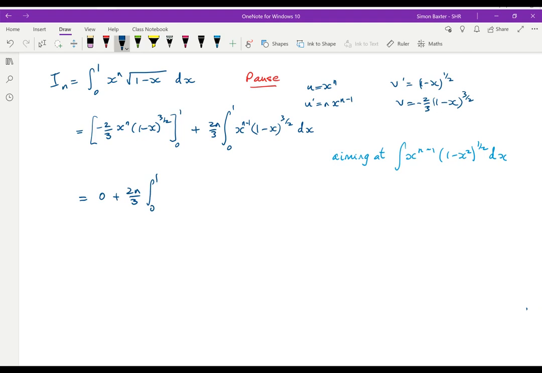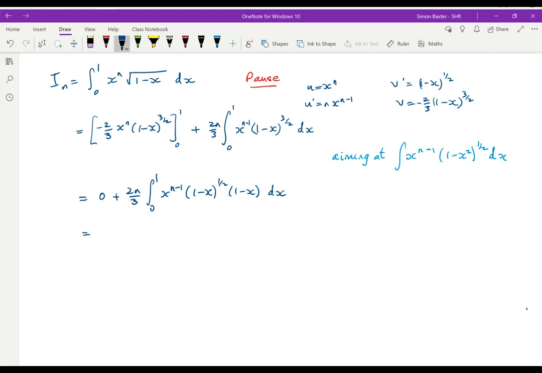Let's see what we've got here. We were wanting to write x to the n minus 1, 1 minus x to the half. And if I write that, what have I got left? I still want to multiply by 1 minus x. 1 minus x times 1 minus x to the half is 1 minus x to the 3 over 2. So now let's take the 1 and multiply.